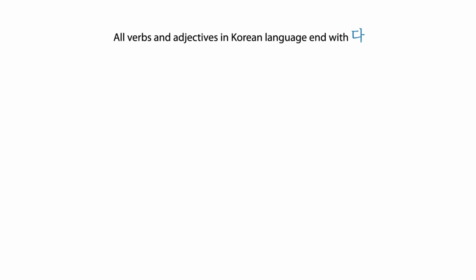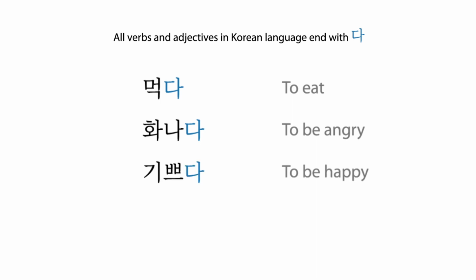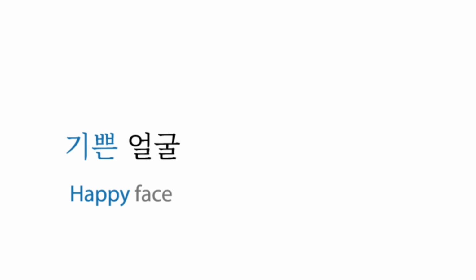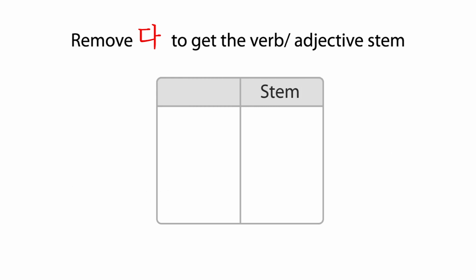Adjective. All verbs and adjectives in Korean language end with 다, for example, 먹다, 화나다, 기쁘다. Adjectives in Korean can act like both verbs and adjectives. If you use it with a noun or to describe a noun, we conjugate it as an adjective. 기쁜 얼굴. But when we say 기뻐요, it's conjugated as a verb. So first, we will talk about conjugating adjectives to use them with nouns.